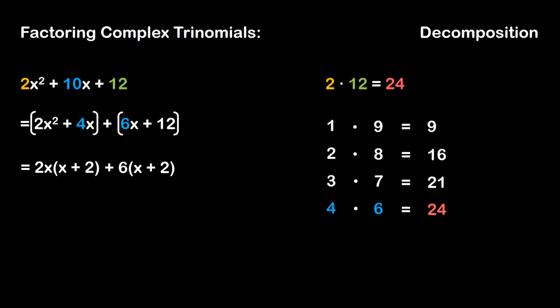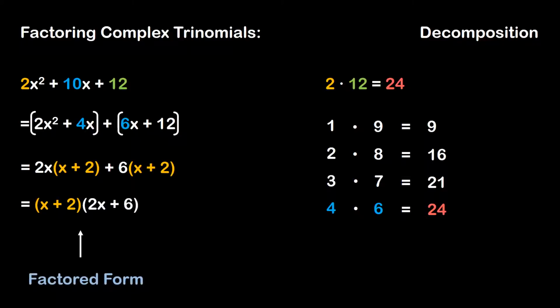And then what we will notice is that we have an x plus 2 in both of the terms. So I can highlight that, and the reason why this is important is because we can actually factor out that expression out of the equation. So we can factor out the x plus 2, and we will be left with x plus 2 times 2x plus 6. And that is our factored form of the quadratic equation.